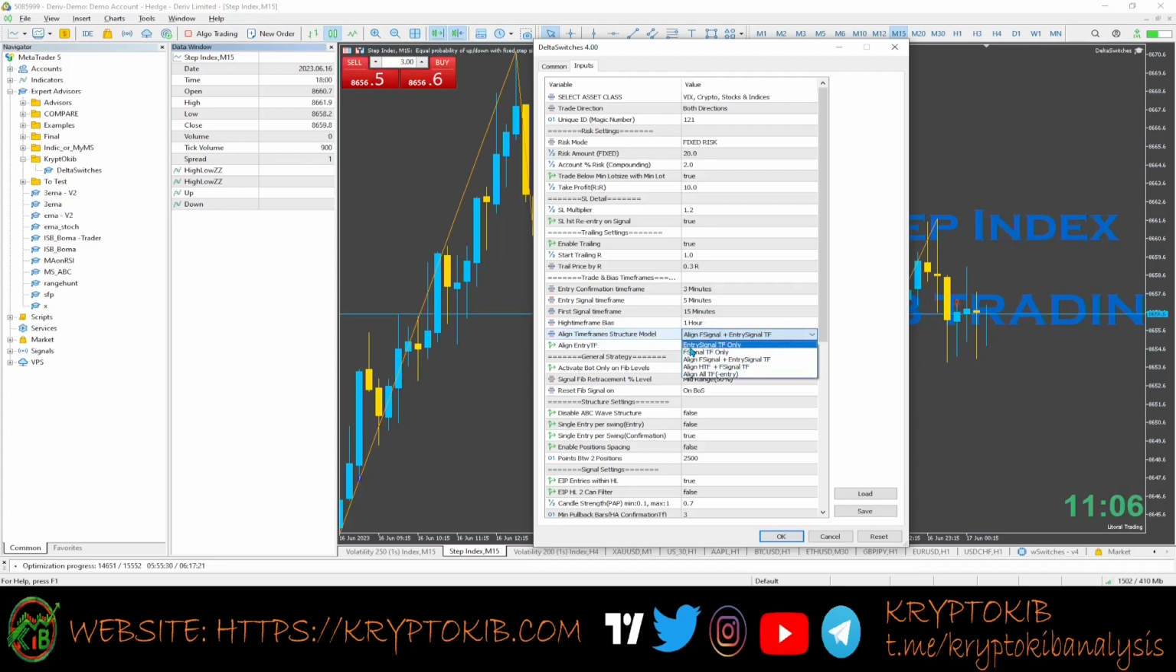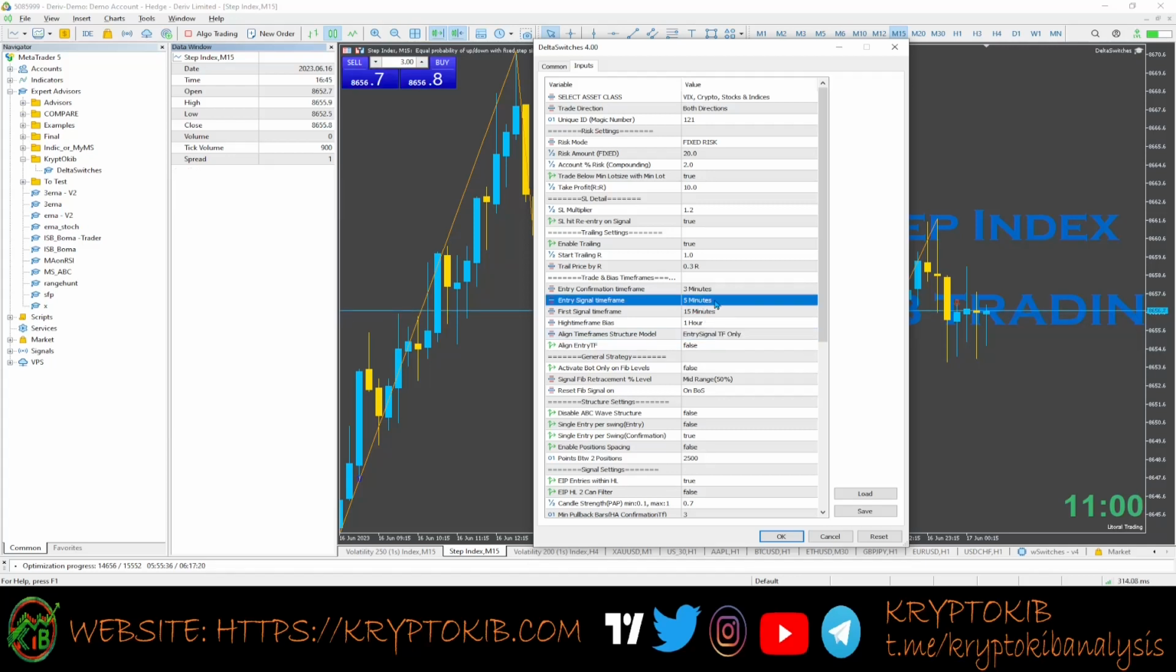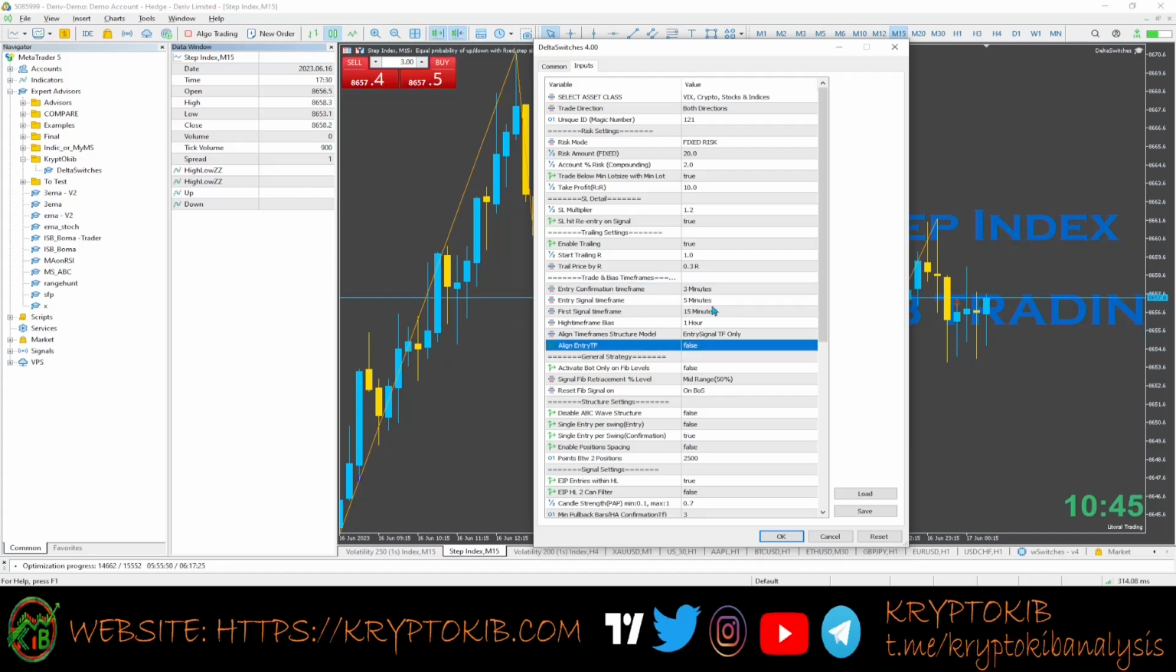So here, if you choose entry signal only, it means you will use this entry signal for your bias, for your signal, for everything alongside with this. Now, if this is true, then it will pair both of them and make sure when this is bullish, this is bullish. If it's false, then when this is bullish, whatever this is doing doesn't matter.